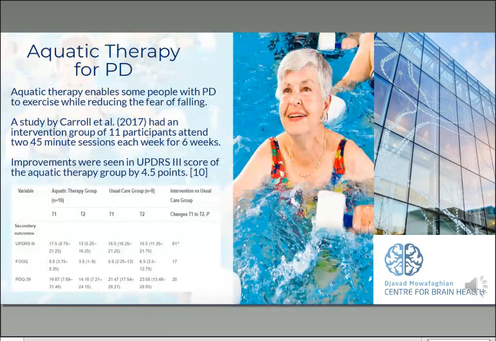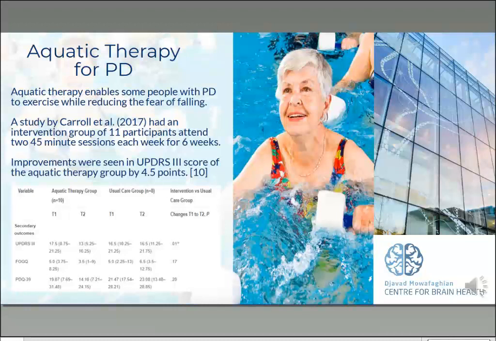The first study examined aquatic therapy. Aquatic exercise therapy for people with PD has become a recent focus of attention, given the emerging evidence that it has potential to be both enjoyable and to have neuroprotective benefits. Aquatic therapy also has the unique advantage of being comfortable for those who have a fear of falling, enabling them to become active. The aquatic therapy study, published in 2017, followed 21 participants, with 11 of these participants attending 2 45-minute sessions each week for 6 weeks.